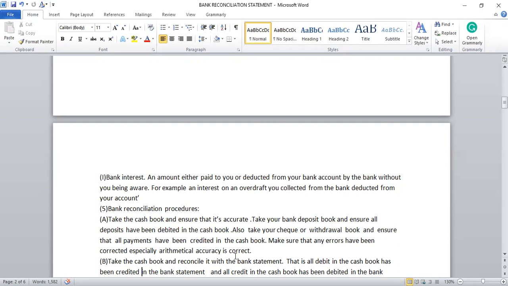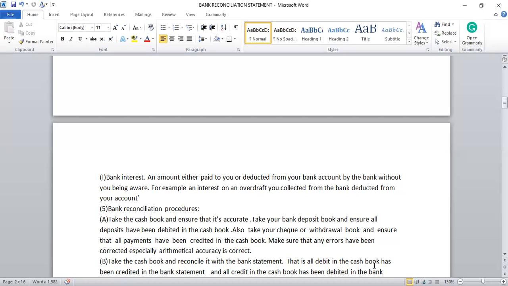It's correct in the sense that you take all the deposits. Then you go through your cash book at the debit side. You make sure that all deposits have been debited. Then you take your checkbook. Then you look at your credit side and make sure that in the cash book all the checks have been credited, so that it is complete. Apart from this, if there are any other errors, then you correct them to make sure that your cash book is accurate. Okay, after you've done that, then B, take the cash book and reconcile it with the bank statement.